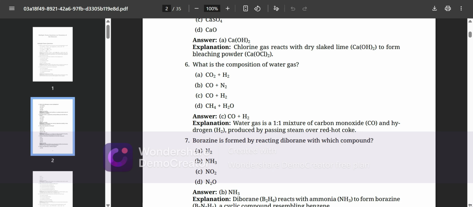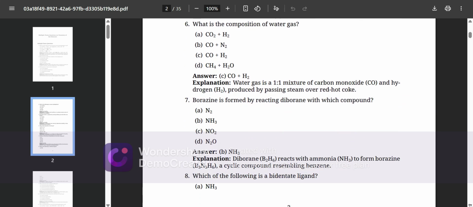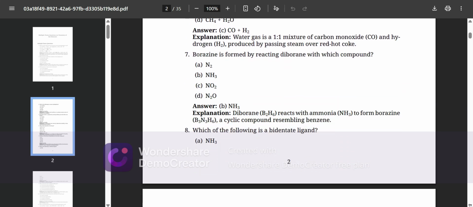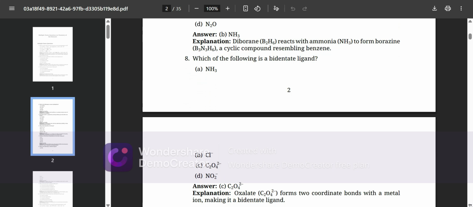What is the composition of water gas? CO plus H2. Water gas is a 1:1 mixture of carbon monoxide CO and hydrogen H2, produced by passing steam over red hot coke. Borazine is formed by reacting diborane with which compound? NH3. Diborane B2H6 reacts with ammonia NH3 to form borazine B3N3H6, a cyclic compound resembling benzene. Which of the following is a bidentate ligand?